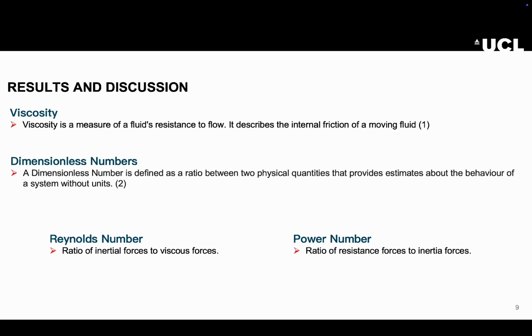Our results: our calculations in this experiment were conducted on viscosity and dimensionless numbers, where viscosity shows a fluid's resistance to flow due to internal friction, whilst dimensionless numbers define a system as a ratio relating two physical quantities to a scalable system. Reynolds number and power number are the dimensionless groups used in this instance, where Reynolds number shows a ratio of the inertial to viscous forces, which is used to determine its flow type of either laminar or turbulent, and power number shows a ratio of resistance to inertial forces.